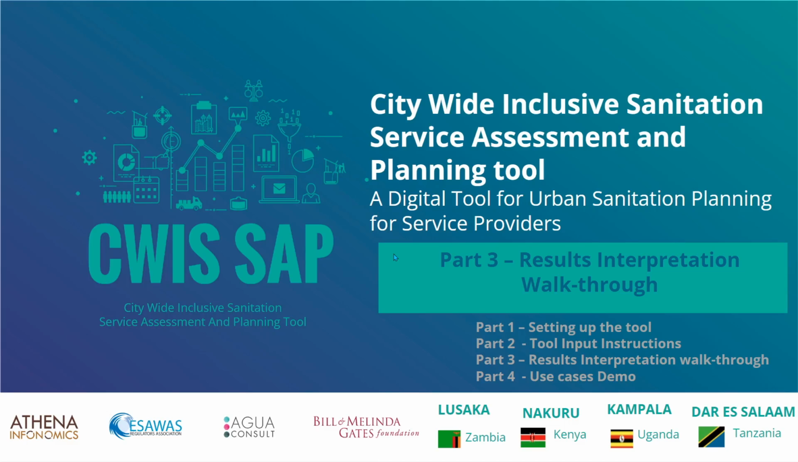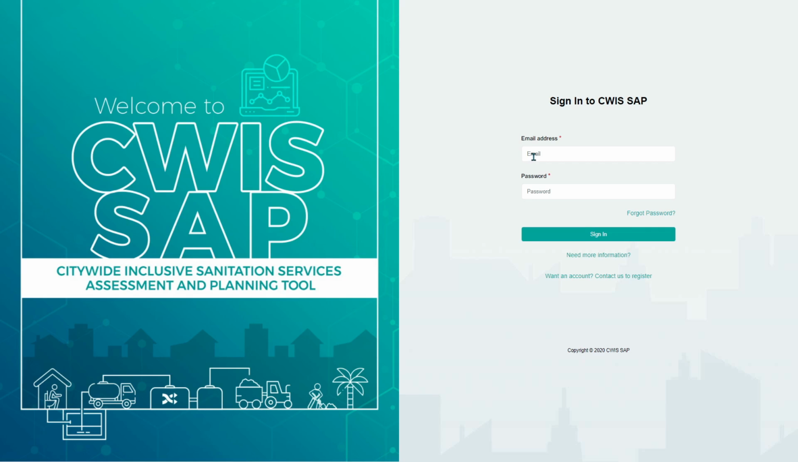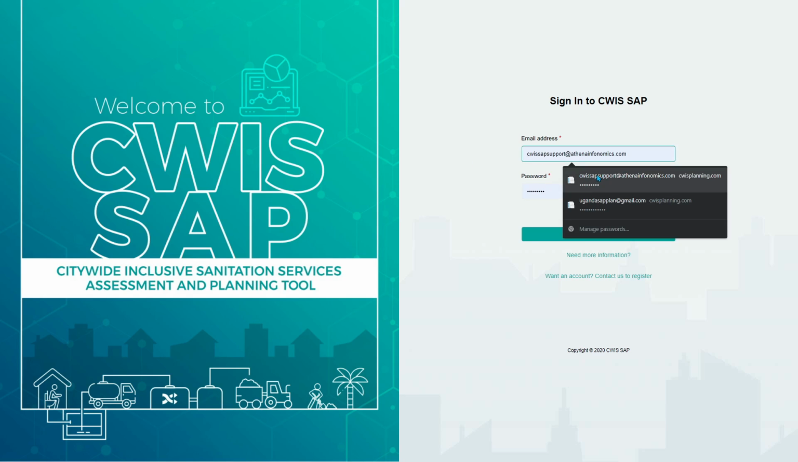Welcome to the third part of the City-wide Inclusive Sanitation Service Planning and Assessment CWIS SAP Tool training video. In this video, we will be covering the tool outputs interpretation. In part 1, we saw how to access the CWIS SAP tool, and in part 2, we learned how to input the data. Let's go to cwisplanning.com and enter the login email ID and the password.